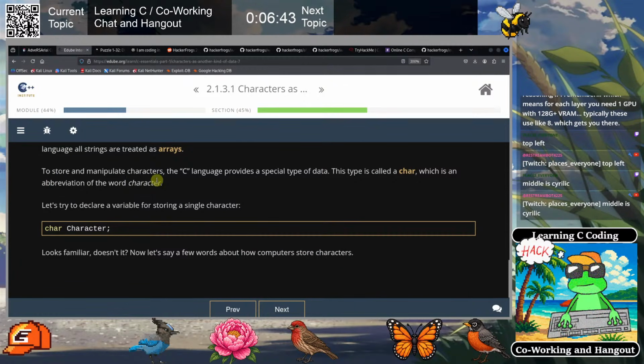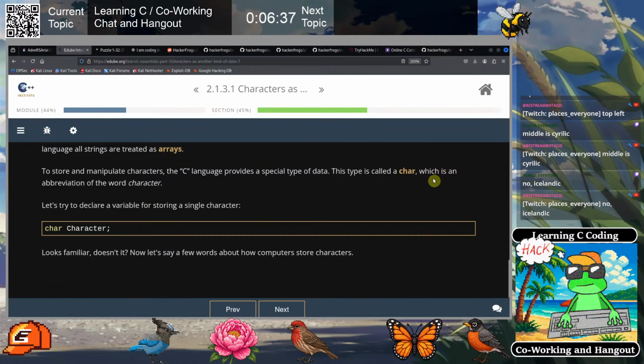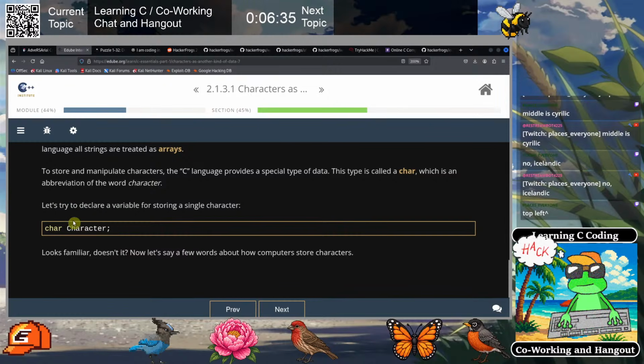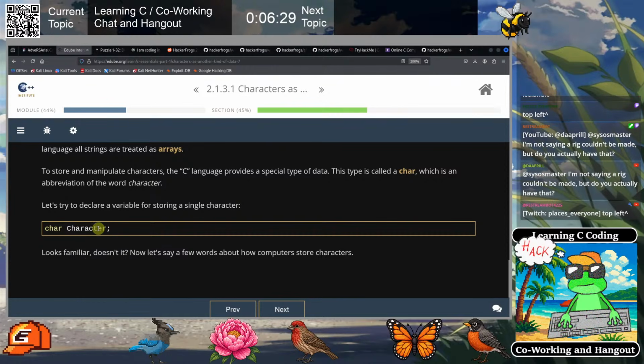So to store and manipulate characters, the C language provides a special type of data. This type is called a char, which is an abbreviation of the word character. Let's try to declare a variable for storing a single character. So char character looks familiar, doesn't it? Now let's say a few words about how computers store characters.